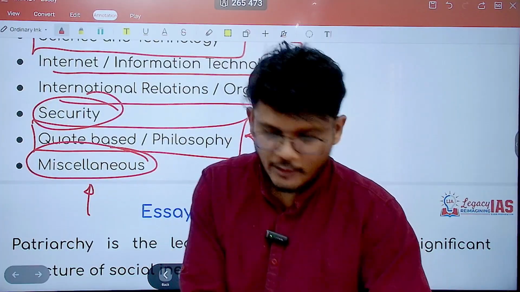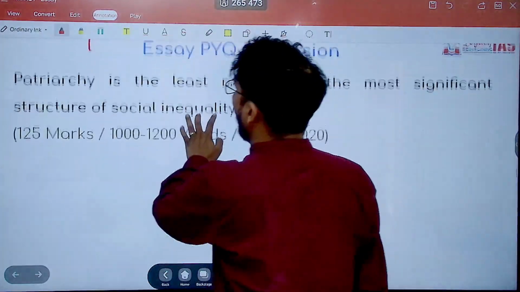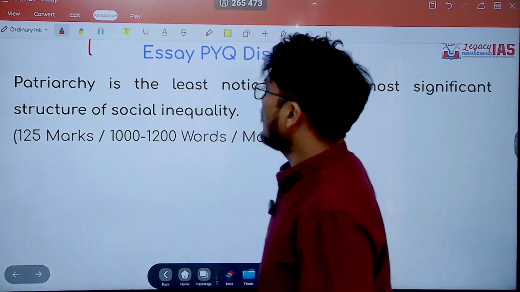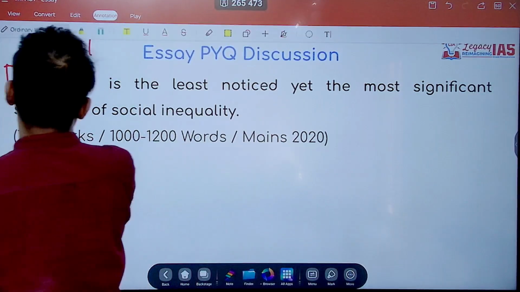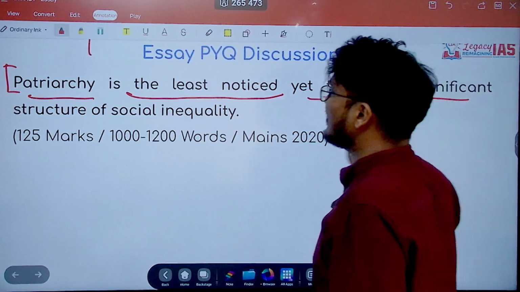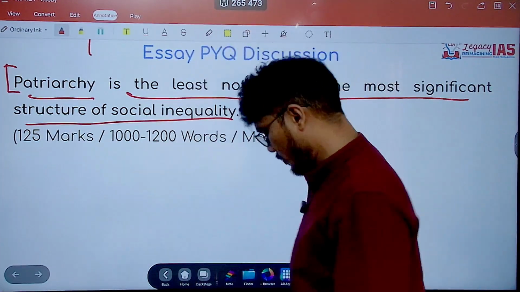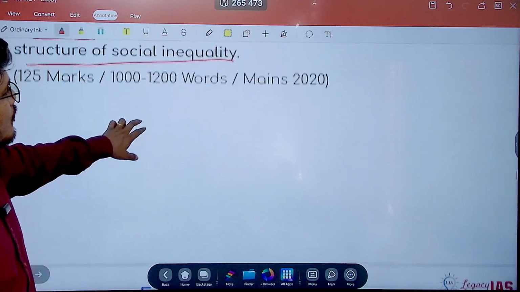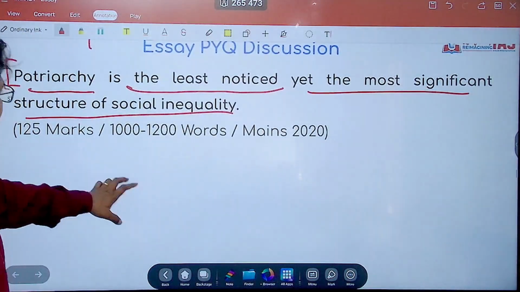So let us take an actual UPSC topic and dive into the understanding of how to approach that essay. The essay topic is: patriarchy is the least noticed yet the most significant structure of social inequality. Of course, 125 marks, 1000 to 1200 words, asked in Mains 2020.